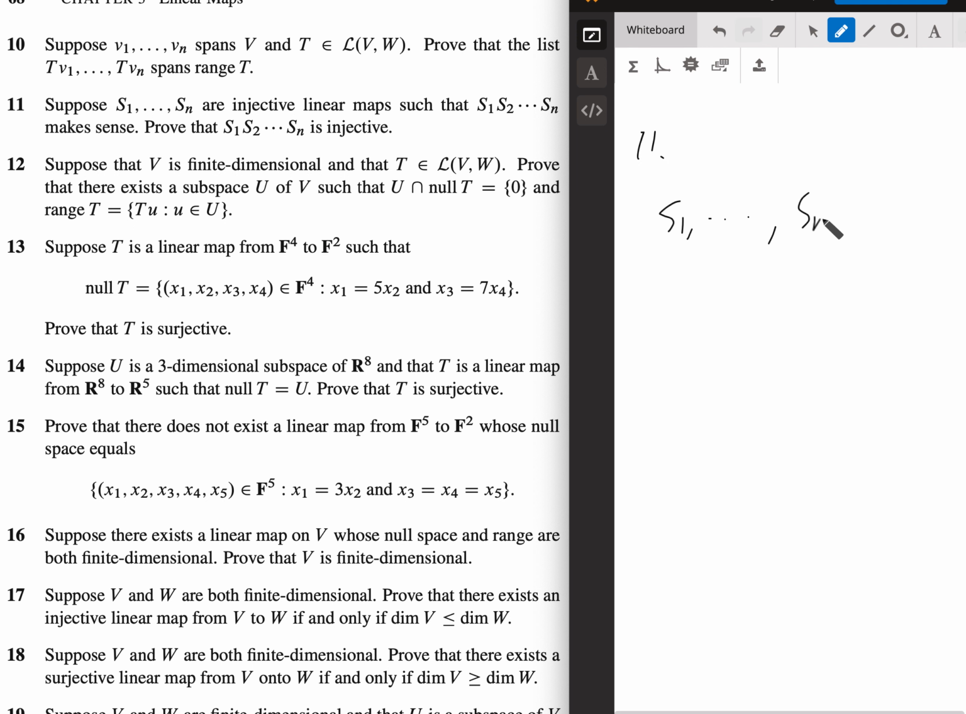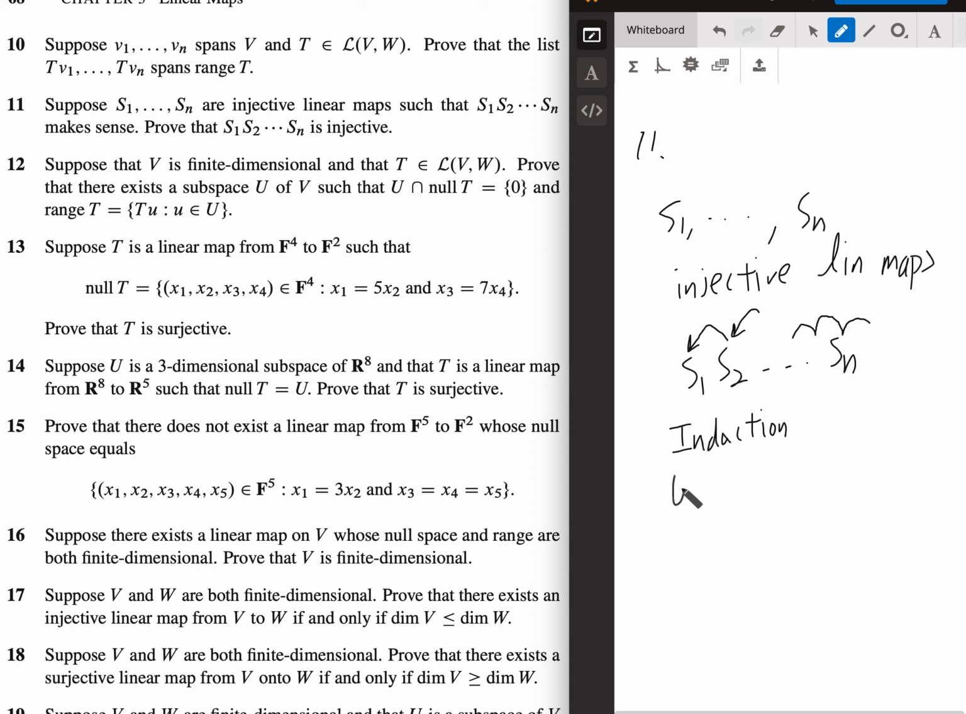Suppose that S1 through Sn are injective linear maps, so that the composition makes sense, meaning that probably the output of each map is a subset of the input of the next one. So the output of S2 is a subset of the input of S1. I'm not sure that this is injective, so the first thought when I saw this is probably induction.